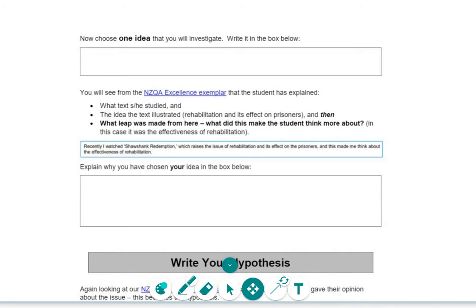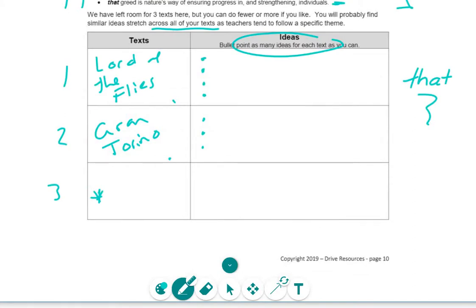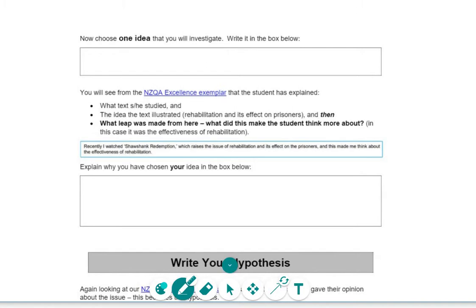Page 11. Okay, choose one idea from the list on the previous page, from that list that you've done here. Choose one idea, and that's going to be what you'll investigate, and write it in the box below, just here. Now, you'll see from the NZQA Excellence Exemplar that the student has explained what text she studied, the idea the text illustrated, and for her she did Shawshank, so it's rehabilitation and its effect on prisoners, and then what leap was made from here. What did this make the student think more about? So that's what that student is wanting to investigate. For this student, it was the effectiveness of rehabilitation.